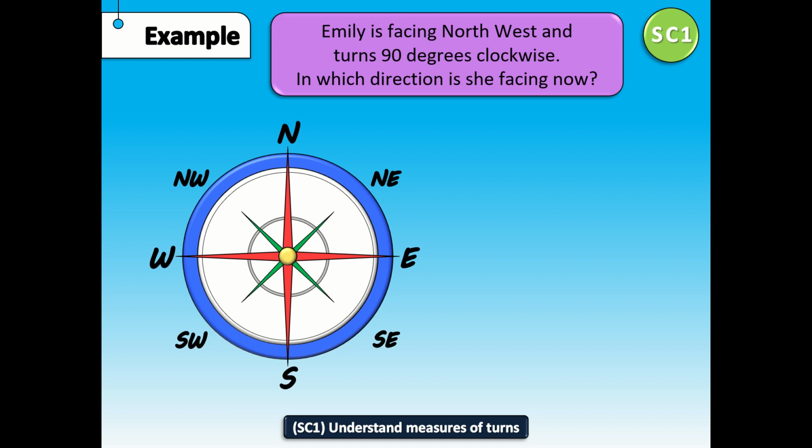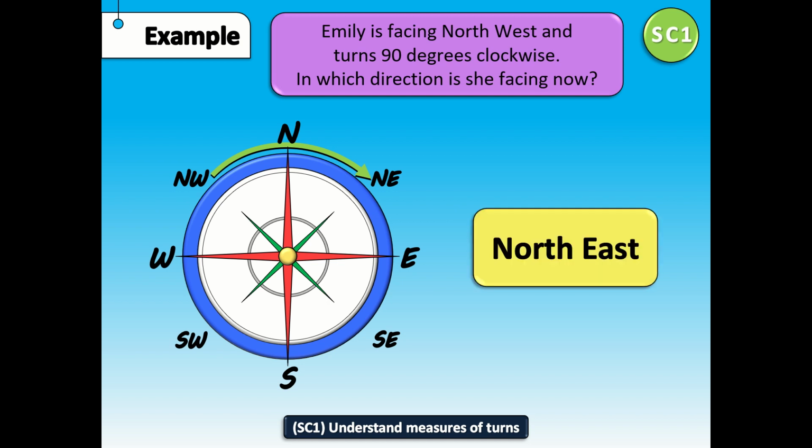So let's have a look at this question. Emily is facing northwest and turns 90 degrees clockwise. In which direction is she now facing? So if we start at the northwest direction and turn 90 degrees clockwise, we can see she's now facing northeast.